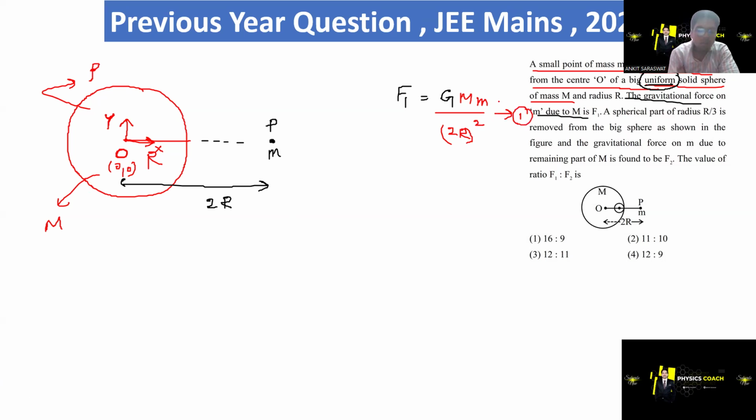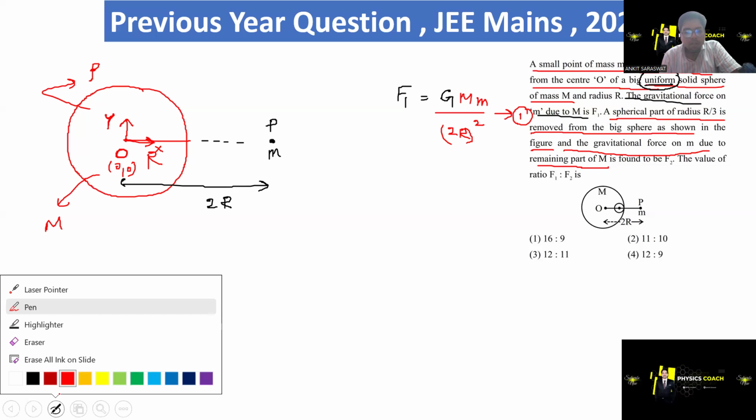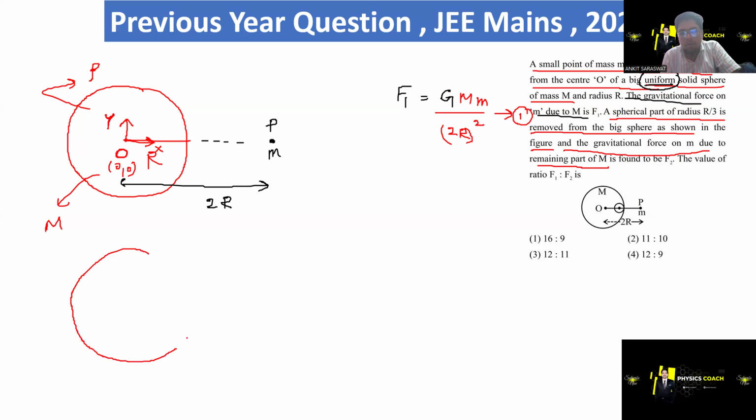Equation 1. Now they are saying that a spherical part of radius r by 3 is cut from the big sphere as shown in the figure, and the gravitational force on m due to the remaining part is found to be F2. Then find the ratio F1 to F2. Now we simply cut a small portion from it like this. The radius of this small portion is r by 3. This portion is cut, and this is its center. Now the remaining looks like that.